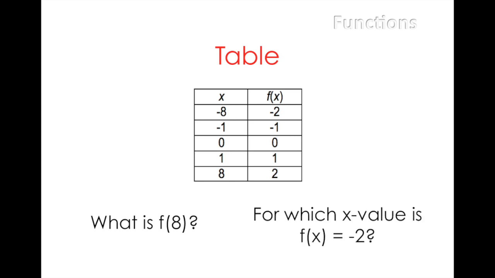For which x value is f of x equal to -2? The process is the same. Is -2 the input or the output? In this case, it is the output or the y value. You will look at the column with the function name at the top, f of x. Find the value and the corresponding number in the opposite column. For this question, the answer is -8.